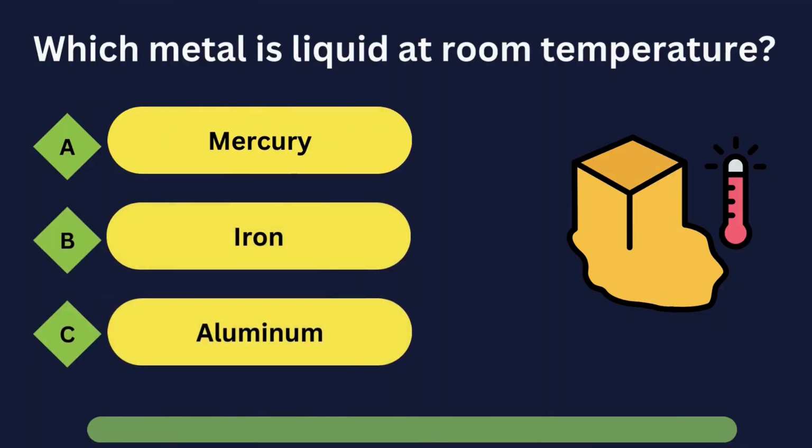Which metal is liquid at room temperature? A. Mercury. B. Iron. C. Aluminum.